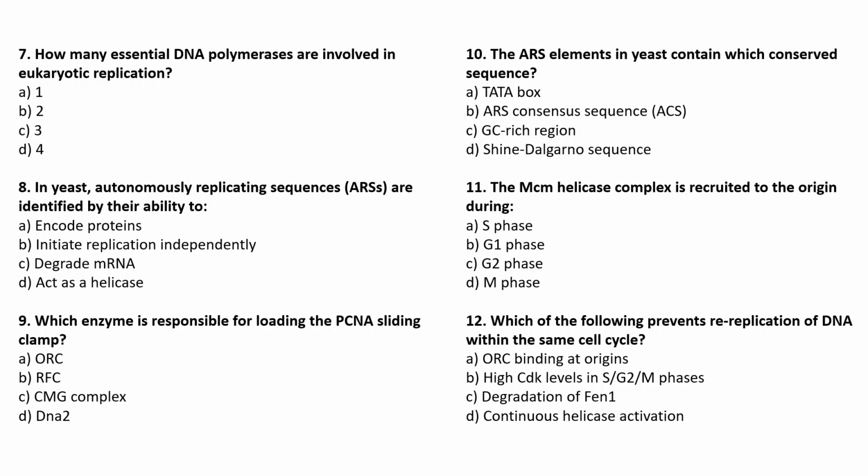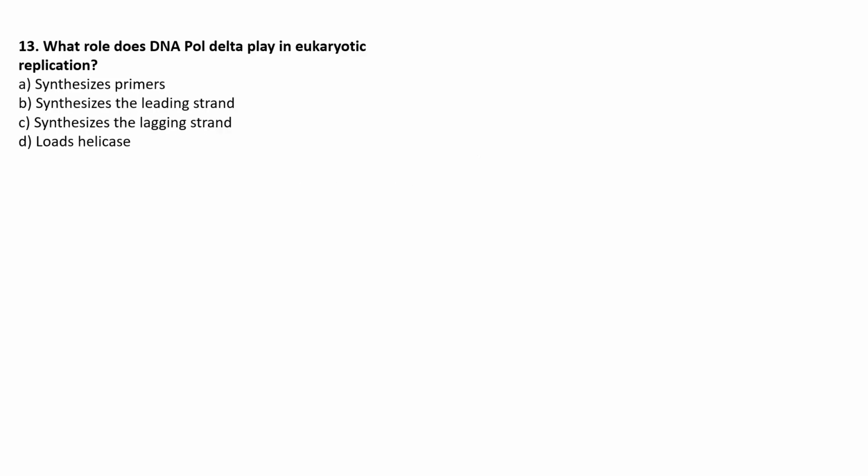I'm hoping everyone else, apart from this one resilient person who's answering all the questions, I hope everyone else has also understood. And please let me know if you're confused anywhere. Last couple of questions and we're done. So what role does DNA Pol delta play in eukaryotic replication?